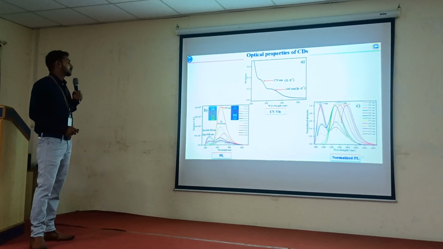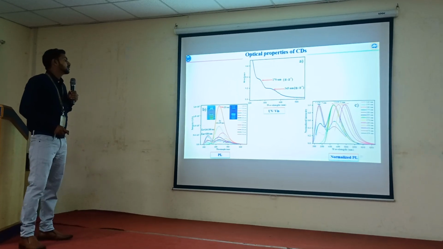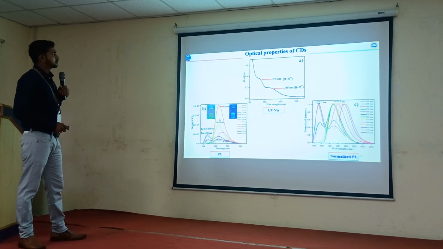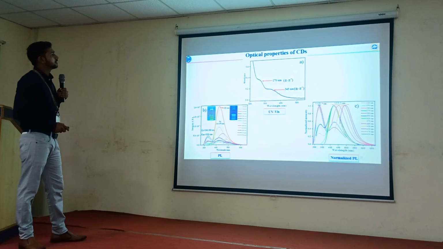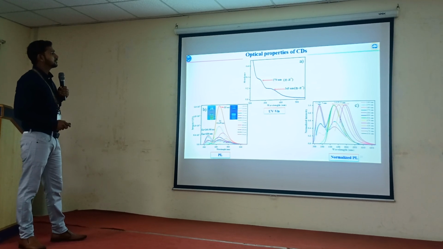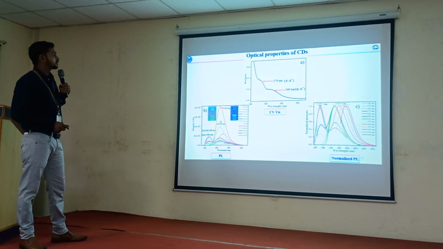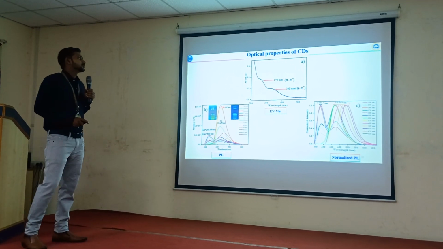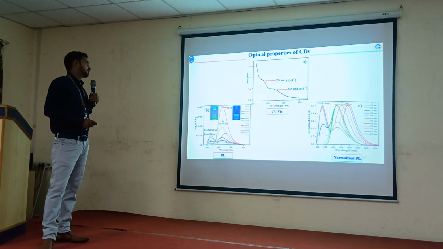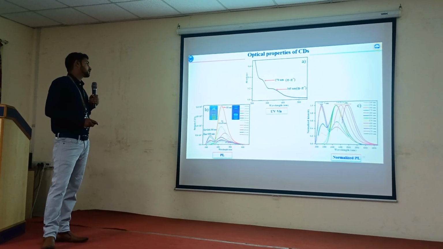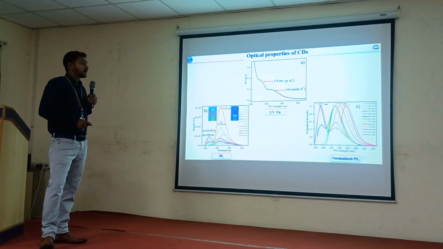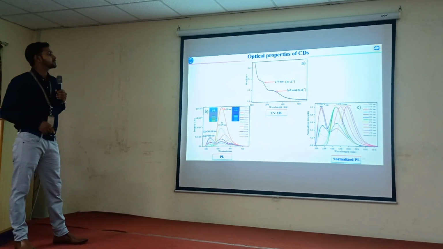And the optical properties of carbon dots are studied. Figure A represents the UV-visible spectra of carbon dots. Here we can observe two different absorption peaks, at 270 and 345 nanometers. The 270 nanometer peak corresponds to the pi to pi star transition occurring in the sp2 carbon in the carbon dots, and the 345 nanometer wavelength corresponds to the n to pi star transition occurring in the various multiple functional groups existing on the carbon dots.